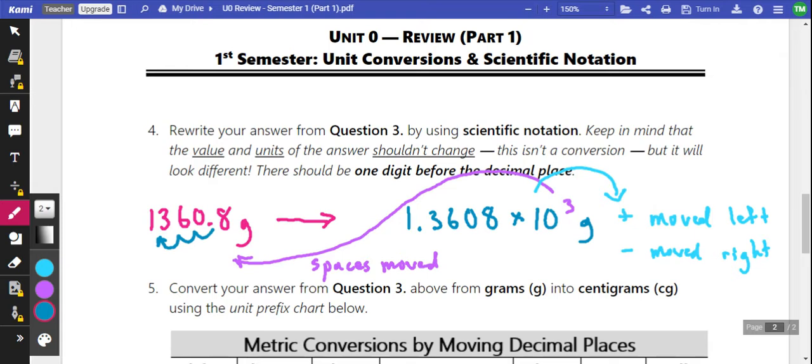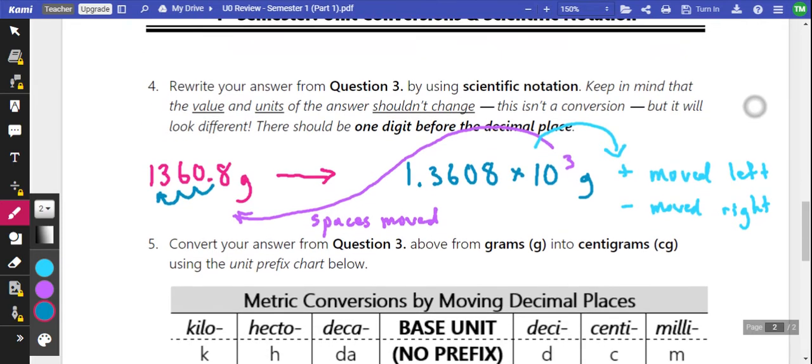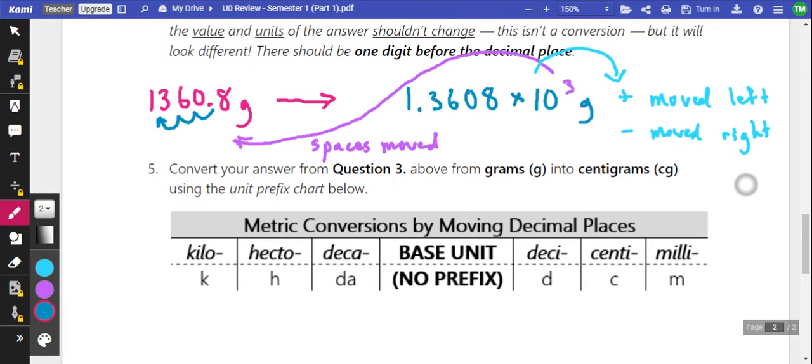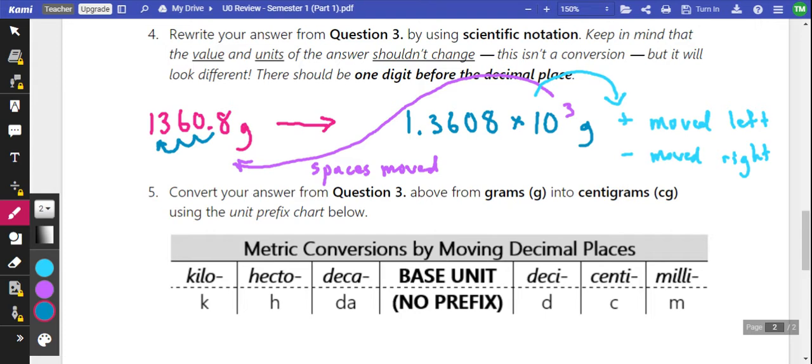Okay. Now, let's try another thing. We're going to convert our answer from question 3 from grams into centigrams. So we're going to start back with this 1,360.8 grams. Let's see, oh, my pen just went out. Let's see if I can fix it by putting the batteries back in. Okay.